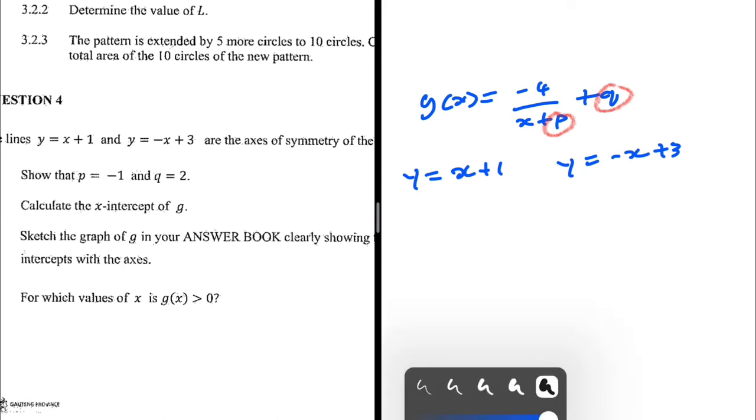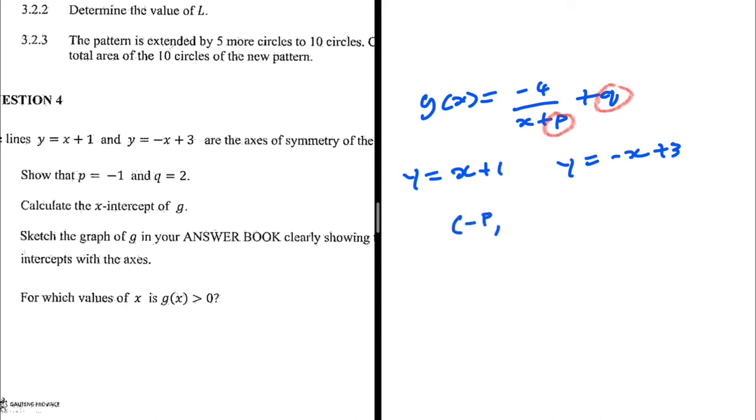So there are some basics that you need to recall in order to answer these questions. These axes of symmetry touch at a point where we have minus p as the x coordinate and q as the y coordinate. So in order to find this minus p, we can just equate these axes of symmetry. We're going to have x plus 1 being equal to minus x plus 3. So 2x is equal to 2. X is equal to 1. We're dividing by 2 on both sides.